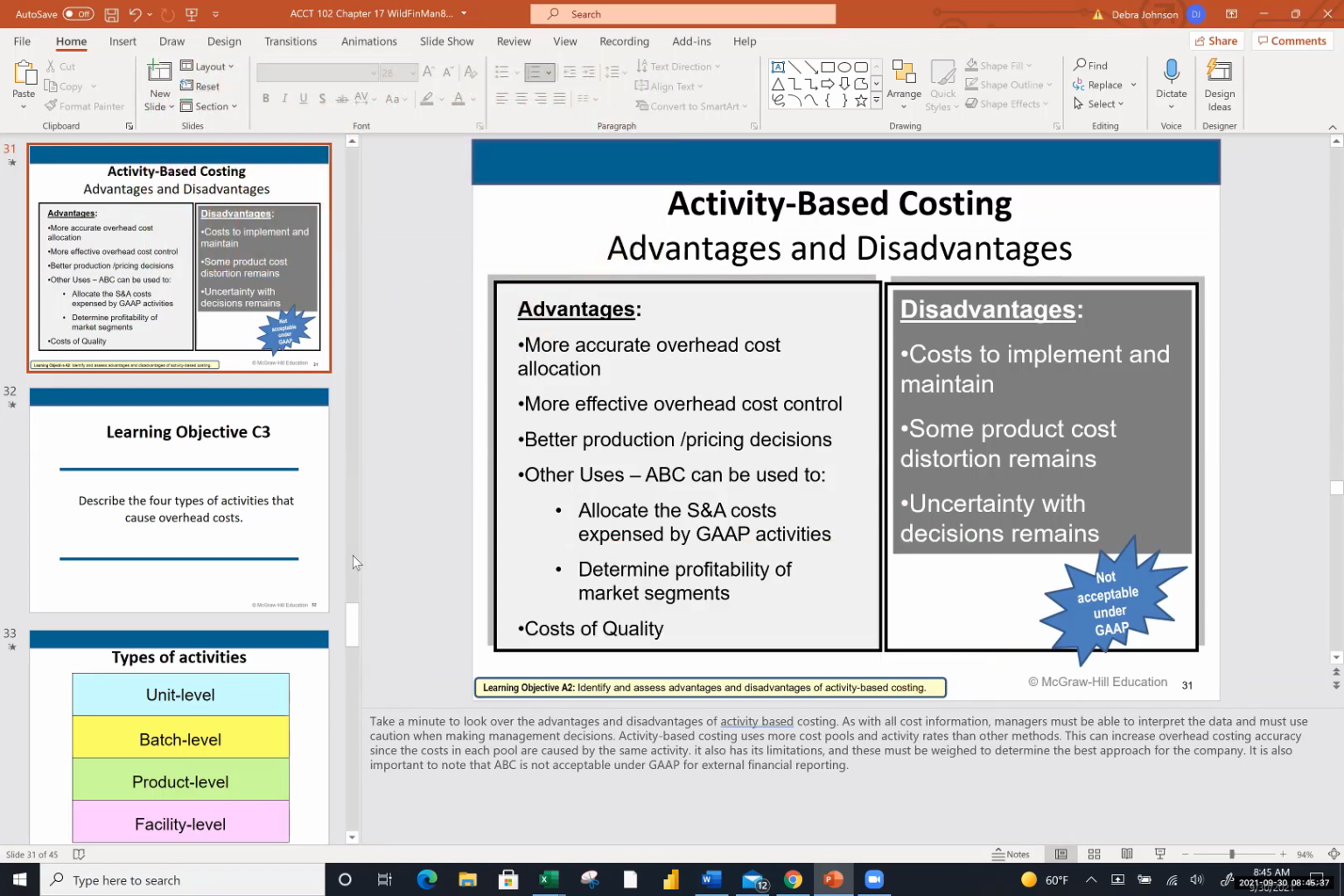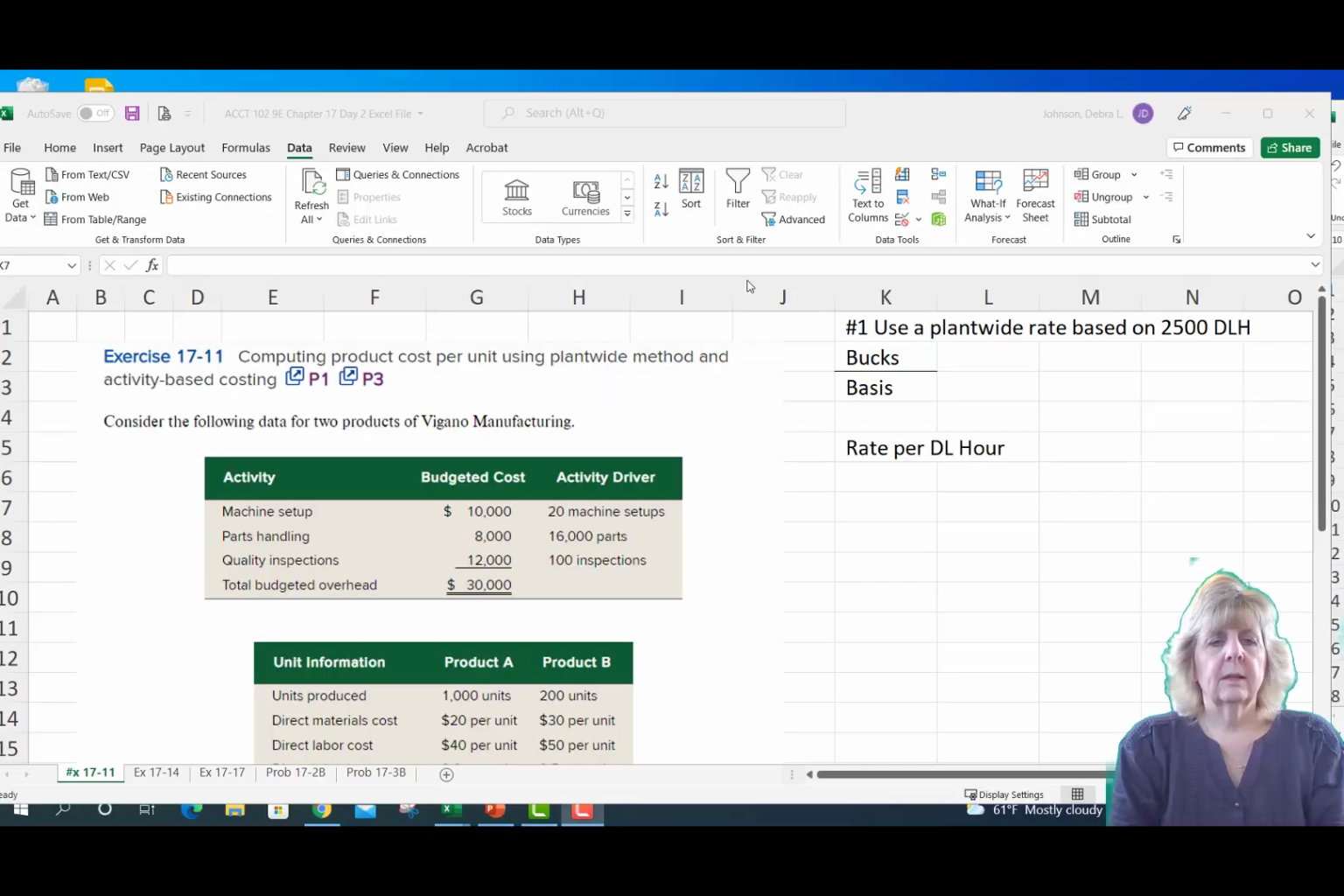The rest of our time is going to be jumping in, getting our hands dirty, and of course, giving you guys the opportunity to ask questions along the way. All right, let's get started. In our first exercise, we're going to be asked to compute overhead using that single plant-wide rate. And in requirement number 1, the author tells us that the rate should be based on 2,500 direct labor hours.